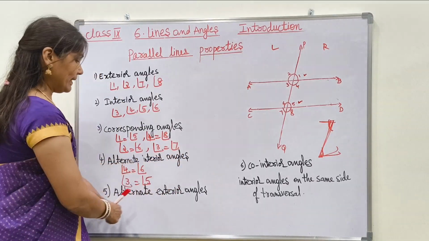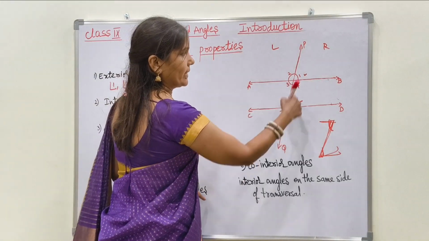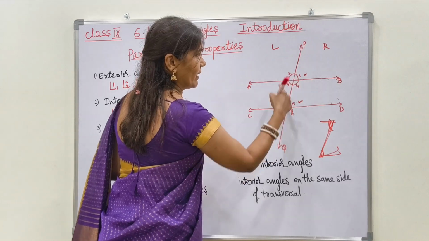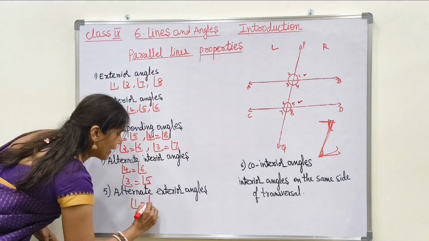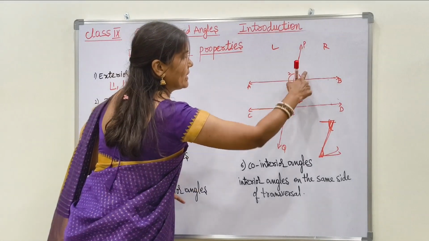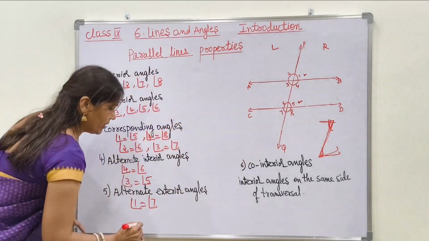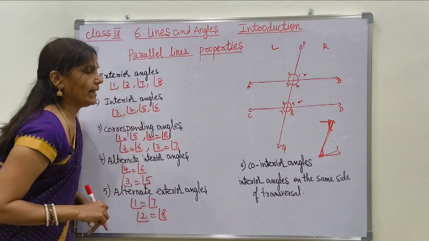Next, alternate exterior angles. Outside 1, 7, 2, 8. The line is there. Here 1, 7. Z form. 1, 7, 2, 8. Angle 1 is equal to angle 7. Alternate exterior angles. Angle 2 is equal to angle 8.